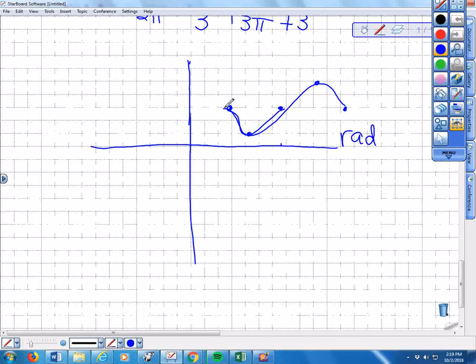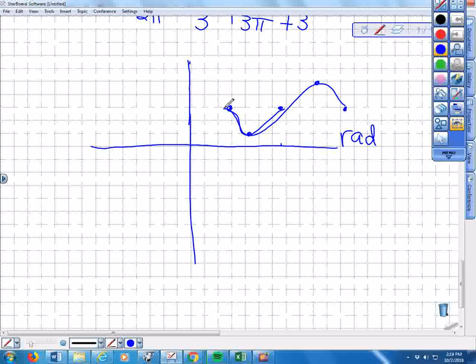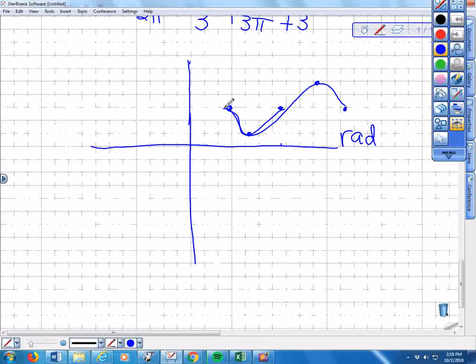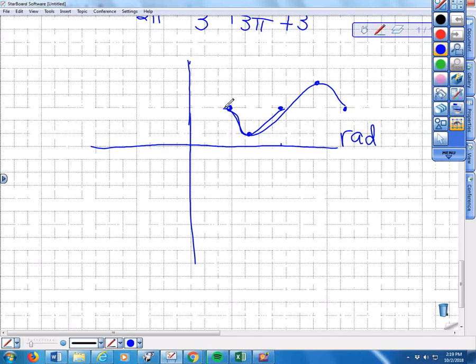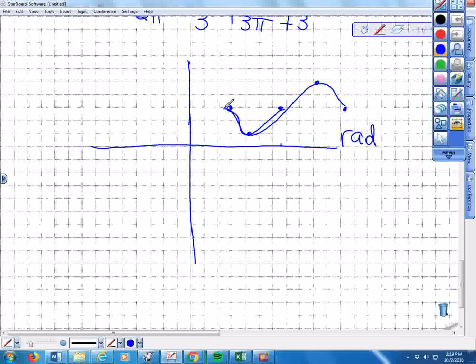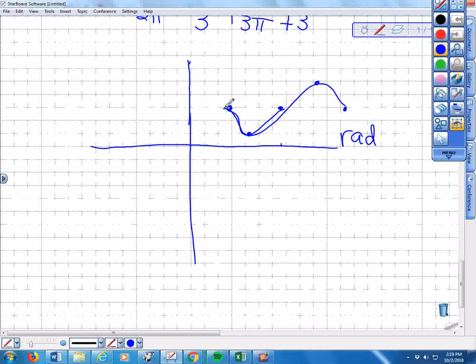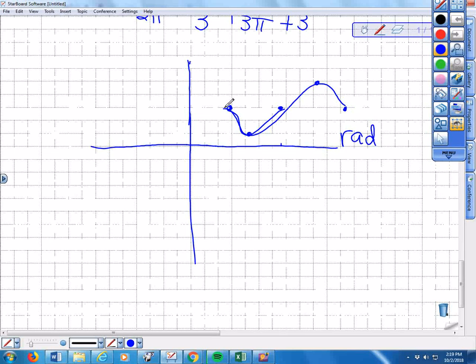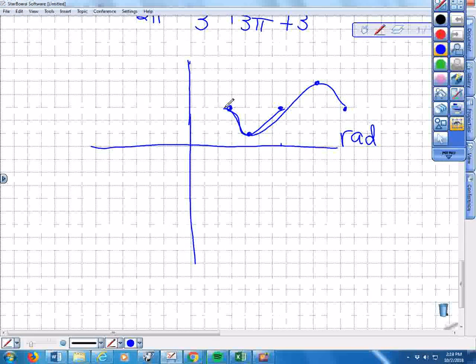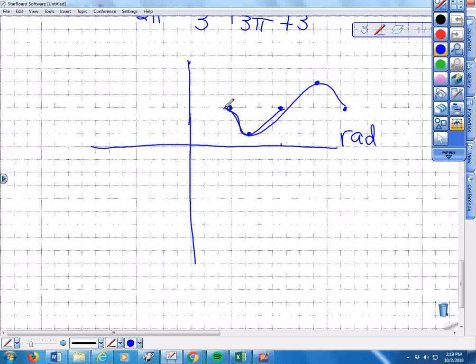Okay. Do you guys have a problem in 2.4 that you want me to do? Are you still working on WebWork? Where are you having struggles going from the graph to the equation? Yeah. Okay. So let's pull up a WebWork problem.